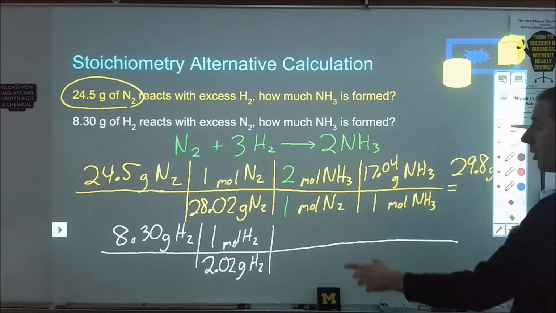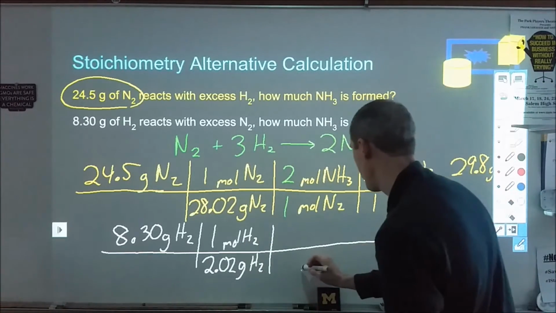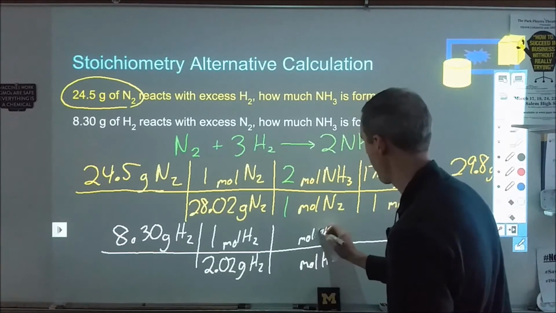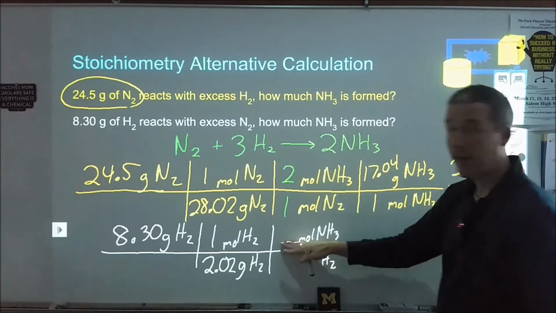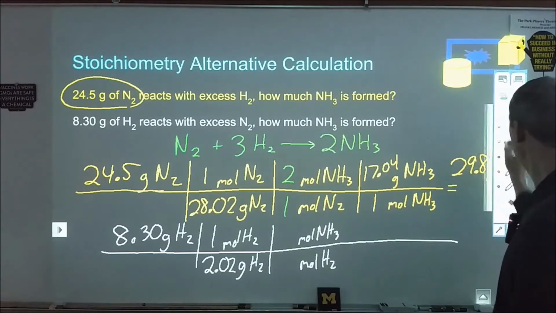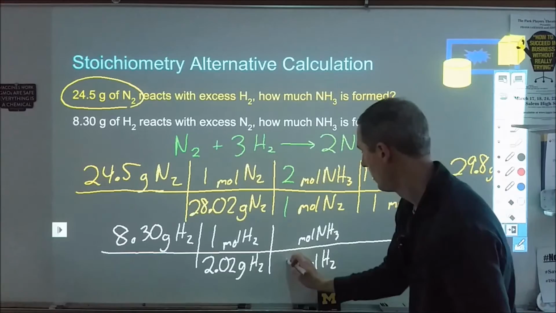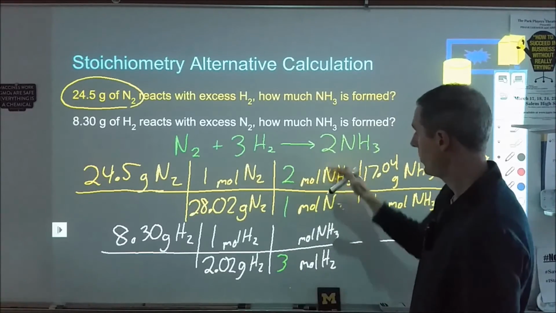Then we go ahead and do our molar masses. So we're looking at moles of hydrogen converting into moles of ammonia. That again, we're pulling off of this reaction. So we've got 3 moles of hydrogen give us 2 moles of ammonia.